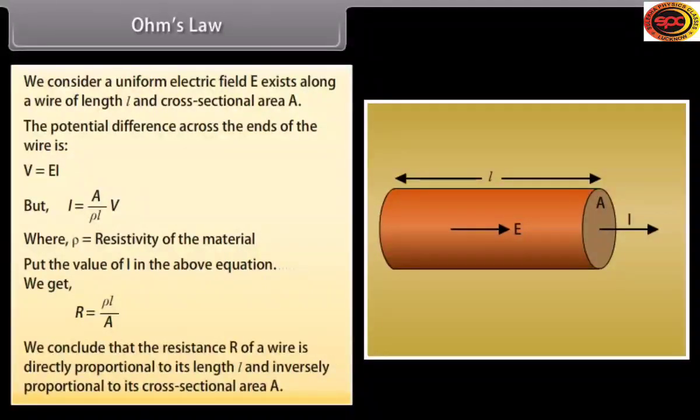We conclude that the resistance R of a wire is directly proportional to its length L and inversely proportional to its cross-sectional area A.